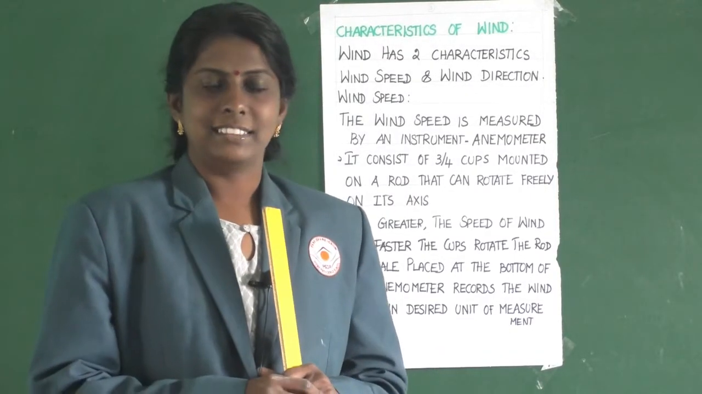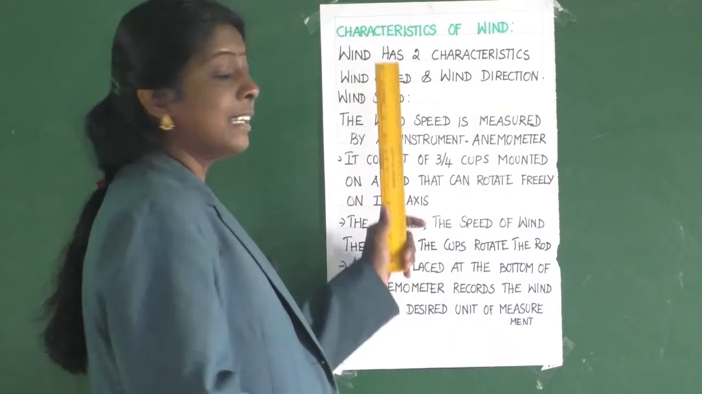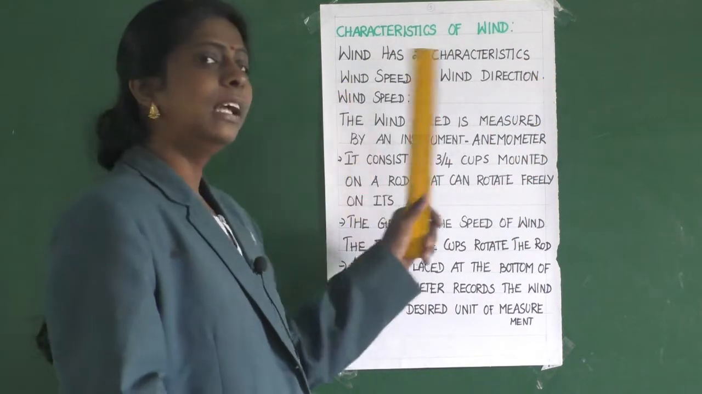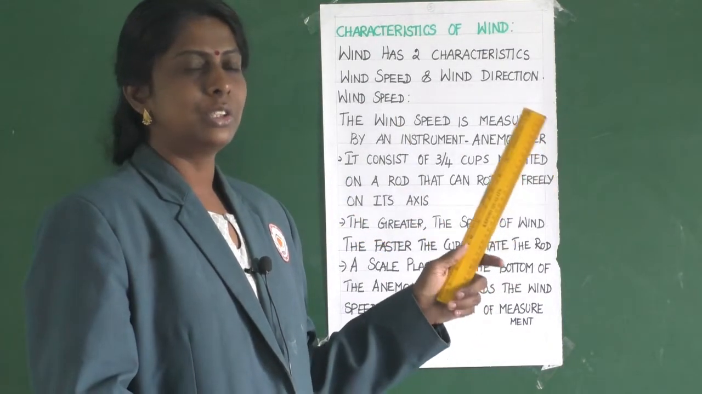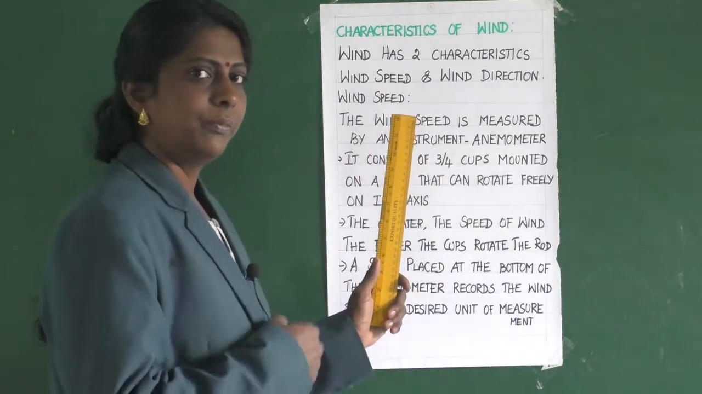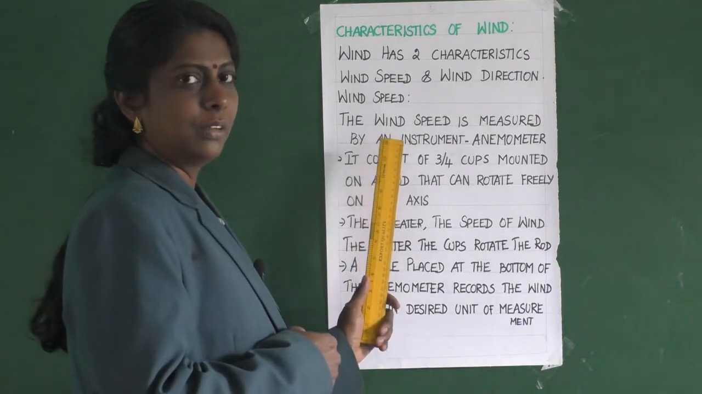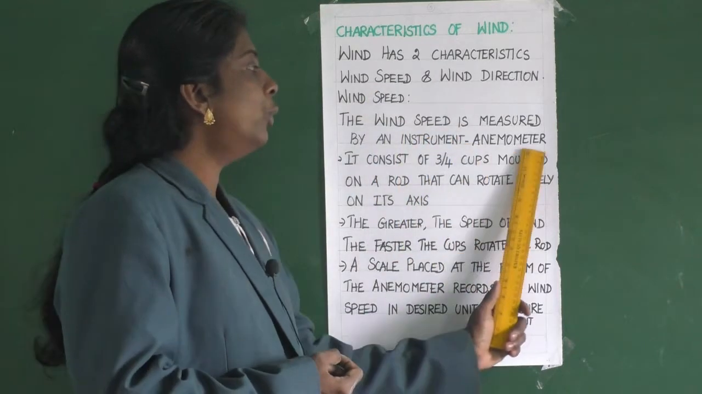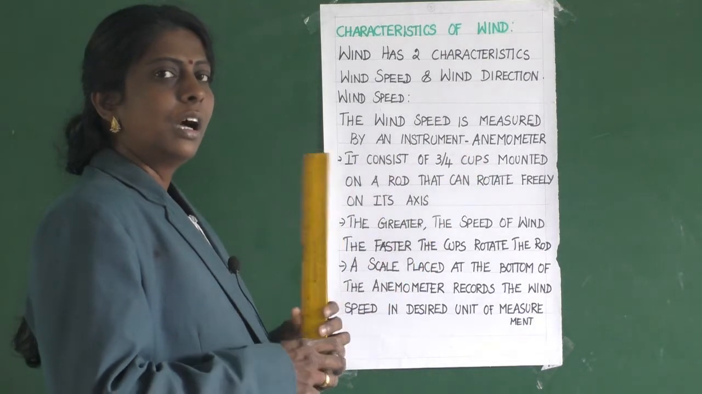Children, now let us learn about characteristics of wind. Okay. So wind has two characteristics. What are they? Wind speed and wind direction. So now let us learn about wind speed. So what do you mean by wind speed? The wind speed is measured by an instrument. We can measure the wind speed by an instrument called an anemometer. Clear?